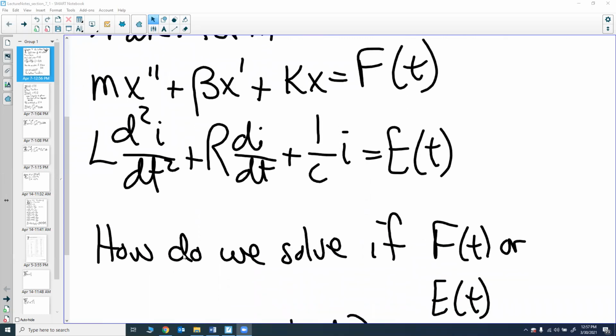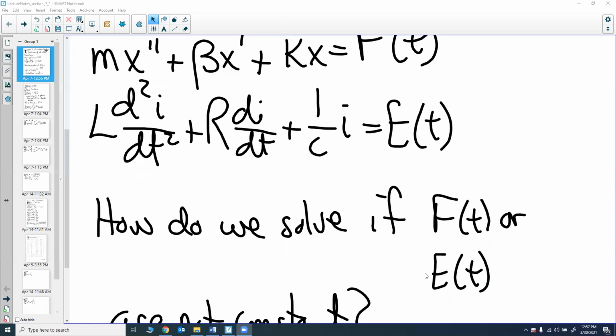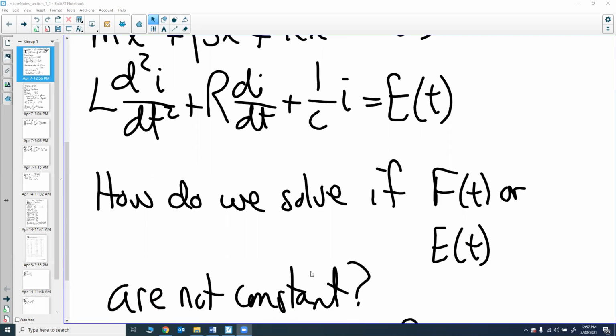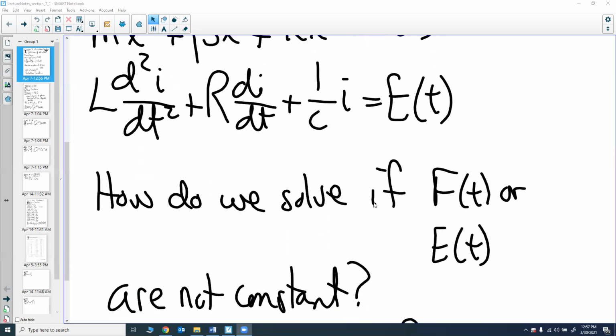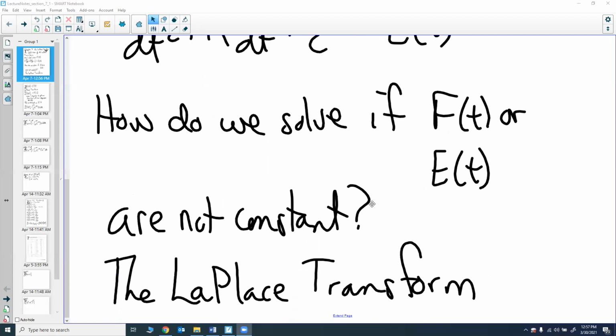And the question is, how do we solve them when f of t and E of t are not constant? What we mean by that is you can actually have a place where your driving force in a spring system is not a consistent driving force. It turns on and off, or your electricity in your circuit, your power source turns on and off. So we want to look at how we deal with those, and Laplace transforms actually solves that issue.